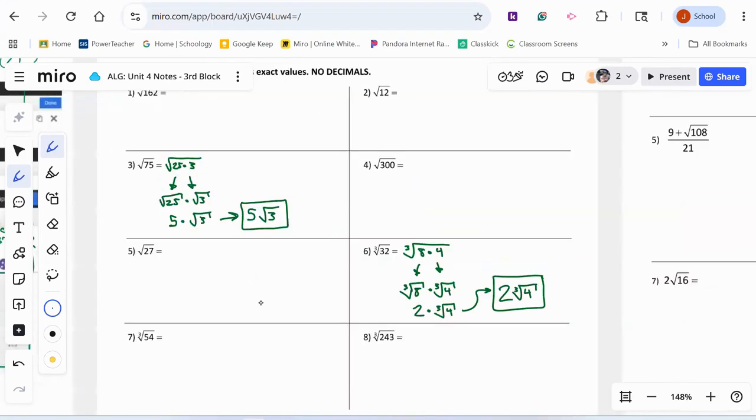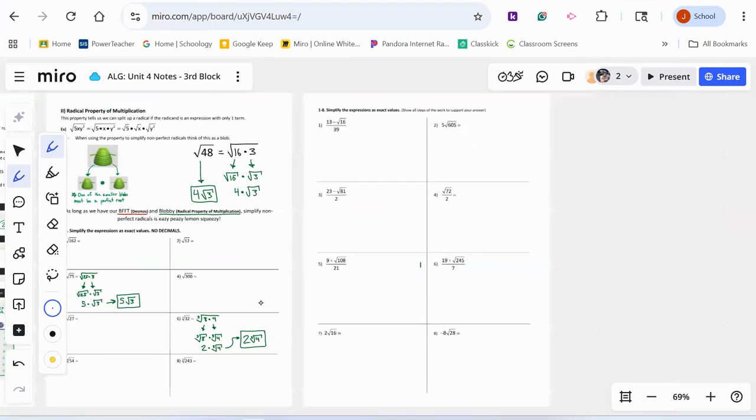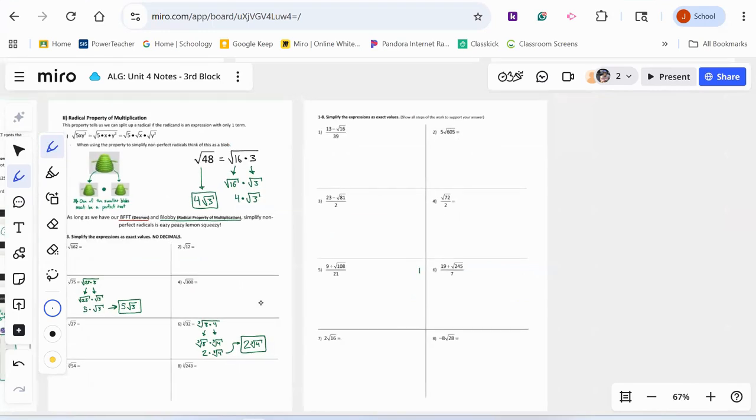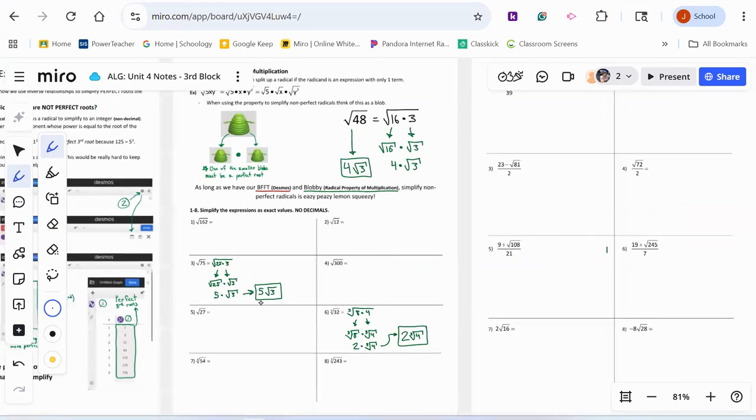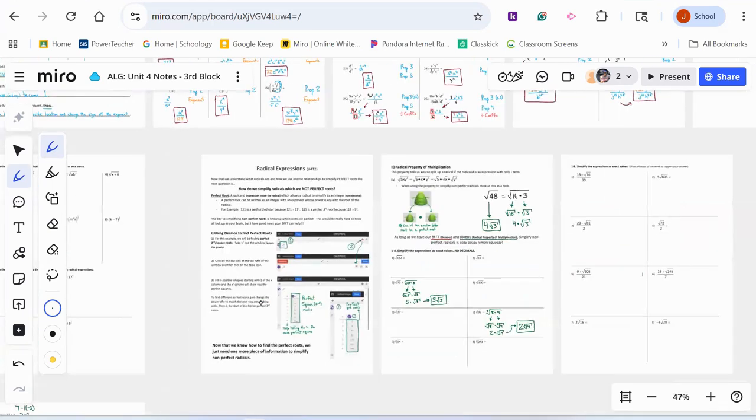All right, so there'll be some extra challenge problems over here that, if you want to practice, I'll fill in, but that pretty much wraps up simplifying radicals. We now know how to do them when they're perfect, and we now know how to do them when they are not perfect.